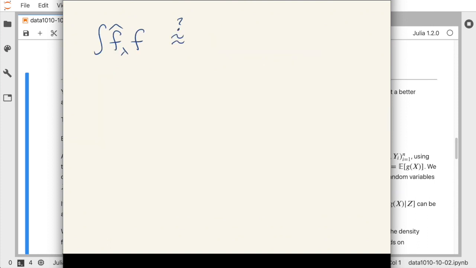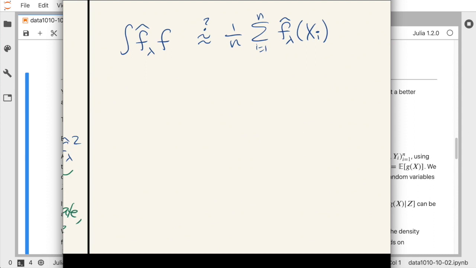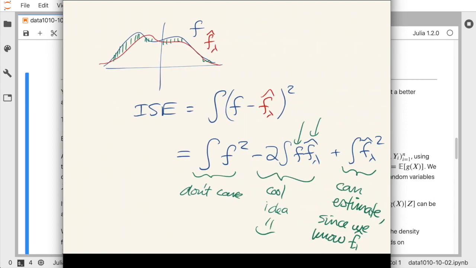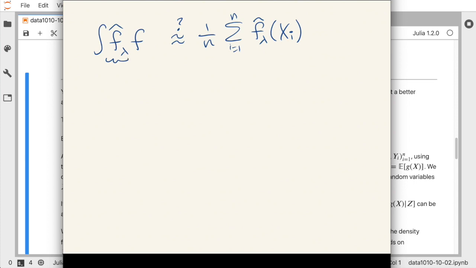So as a first pass, we might think, is it the case that this integral can be approximated as just an average of the value we get when we plug in each observation into the estimator? And the answer is no, because when we did this calculation back here, this step assumes that x and z are independent. So z here is going to be the stuff that we're conditioning on, and x is going to be the sample that we're plugging in. And the stuff that we're conditioning on, what the function g depends on, includes all of the x's. So if we look back at this expression, this f hat lambda quantity depends on all the xi's.